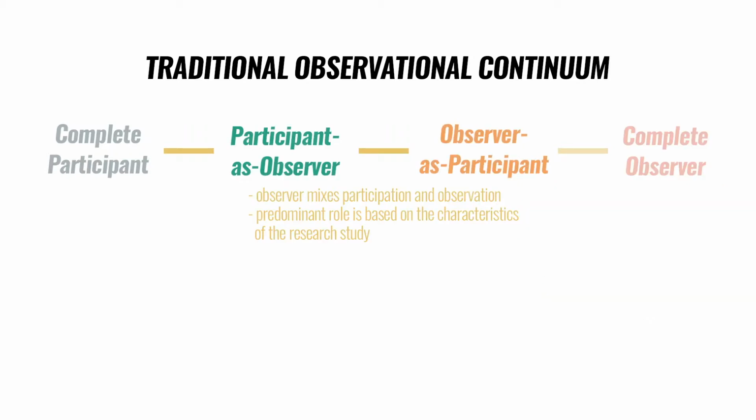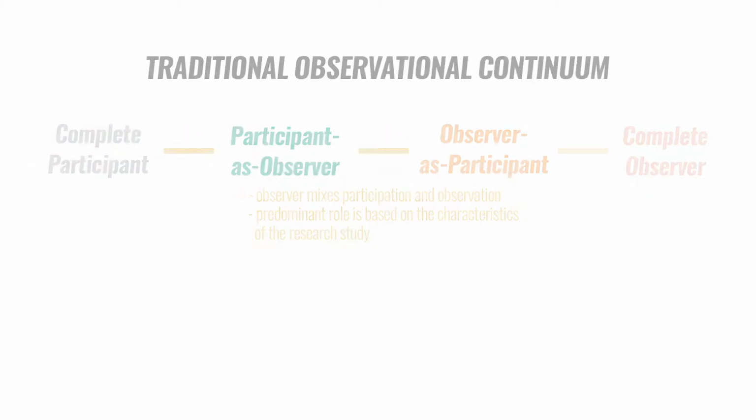It's clear that there are both strengths and weaknesses when analyzing the 2 extremes of the traditional observational continuum. This is why the continuum also outlines 2 middle roles labeled the participant as observer and the observer as participant. These more neutral roles address the many limitations that come with the complete observer and complete participant roles.